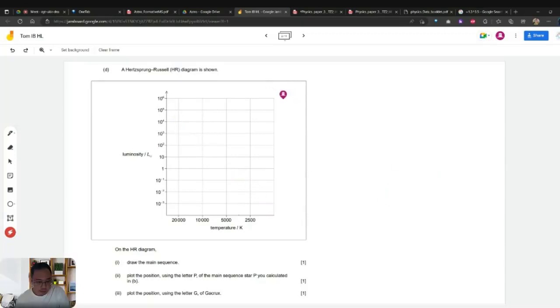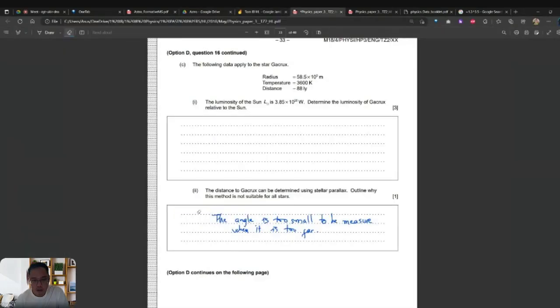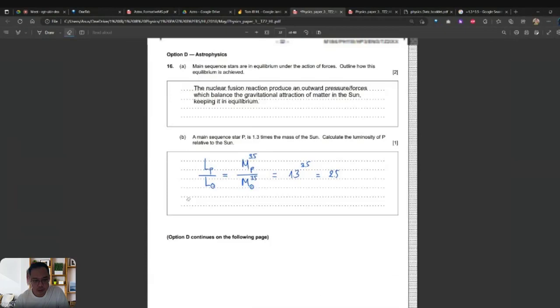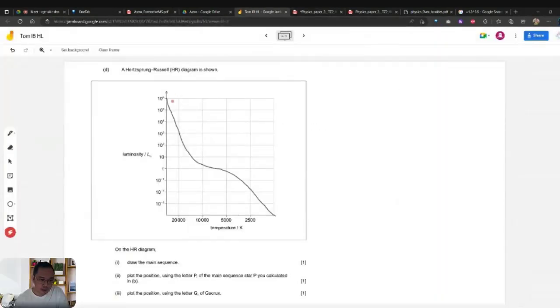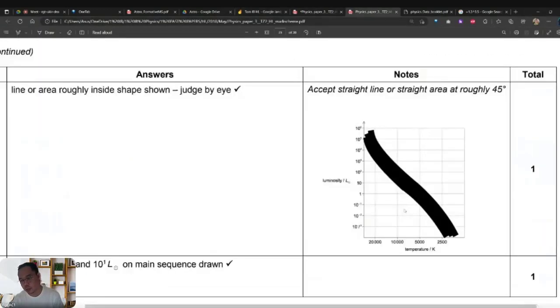Yep. Plot the position using letter P for the main sequence star. You calculate it in B. Oh, I didn't. Okay, B here. Luminosity, main sequence star, a band. You need to draw another line. Yeah, making a band in the main sequence. Got it. Oh, here they give a very wide band.